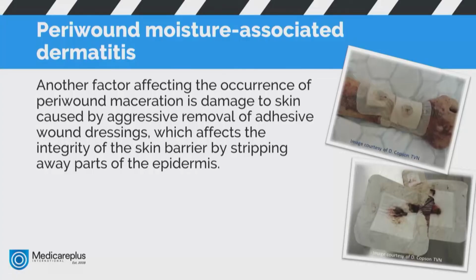So another factor affecting the occurrence of periwound maceration is a different type of damage to the skin, but it's caused by aggressive removal of adhesive wound dressings. And that affects the integrity of the skin barrier by stripping away parts of the dermis. And it will also create an inflammatory response as the epidermis is stripped away. So there's epidermal damage and the potential for continued maceration as that epidermal stripping causes leakage of inflammatory exudate.